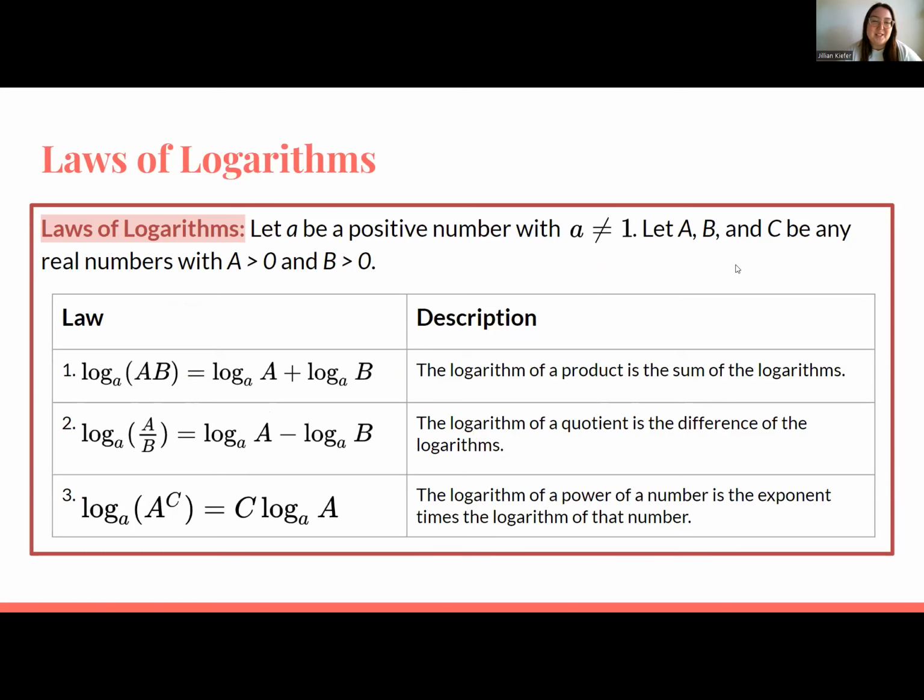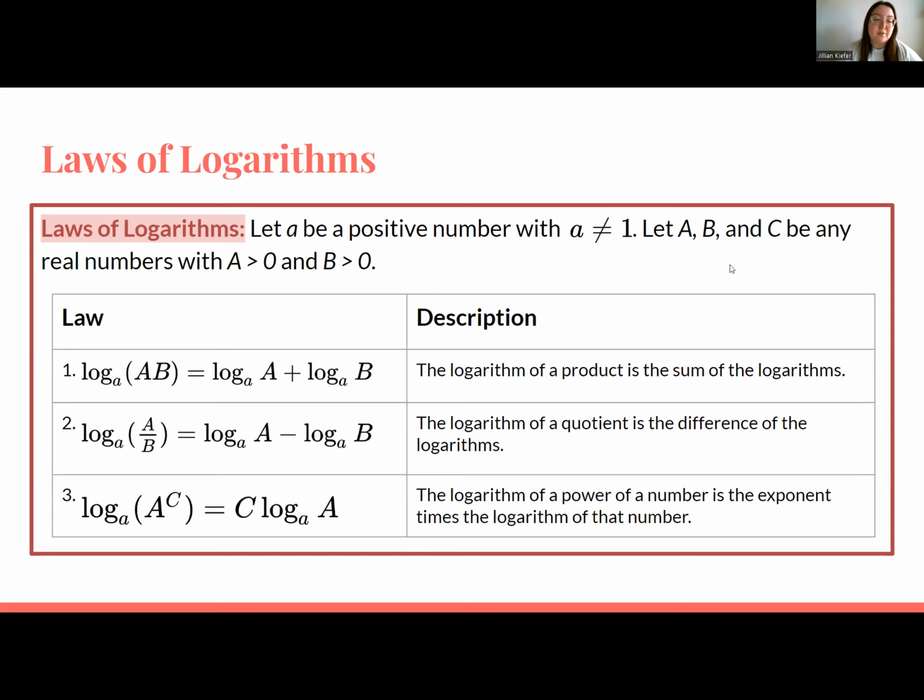All right. Here we go. Laws of logarithms. So here are the laws of logarithms. We say that a is a positive number and it's not equal to 1. We would let capital A, B, and C be any real numbers where A and B both have to be positive. So one note is that C does not have to be positive. We will see that for the third law of logarithms.